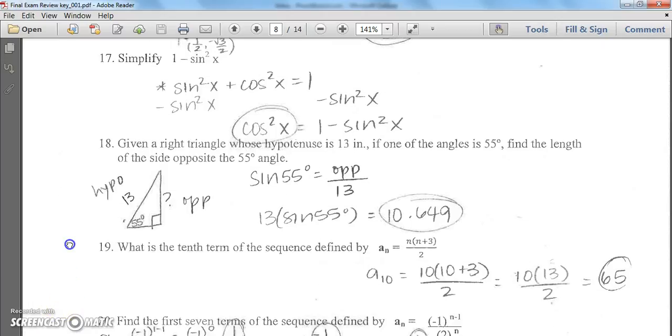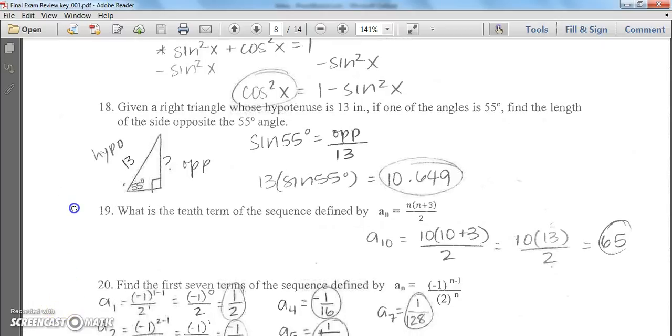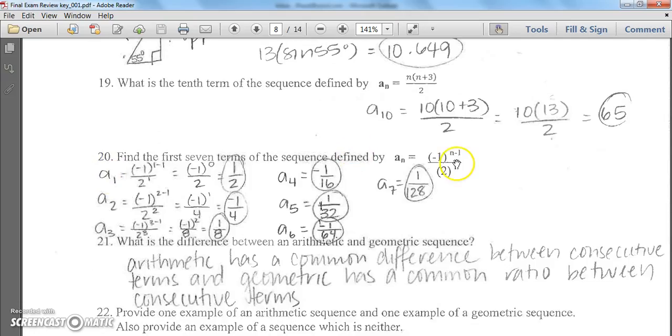What is the 10th term defined by the sequence? All right, you just put 10 in for n there. They give you the explicit formula. You can just throw 10 in. That's what's great about explicit formulas. Find the first 7 terms of that sequence. You literally just put in 1, 2, 3, 4, 5, 6, and 7 in for n there and do the math work.